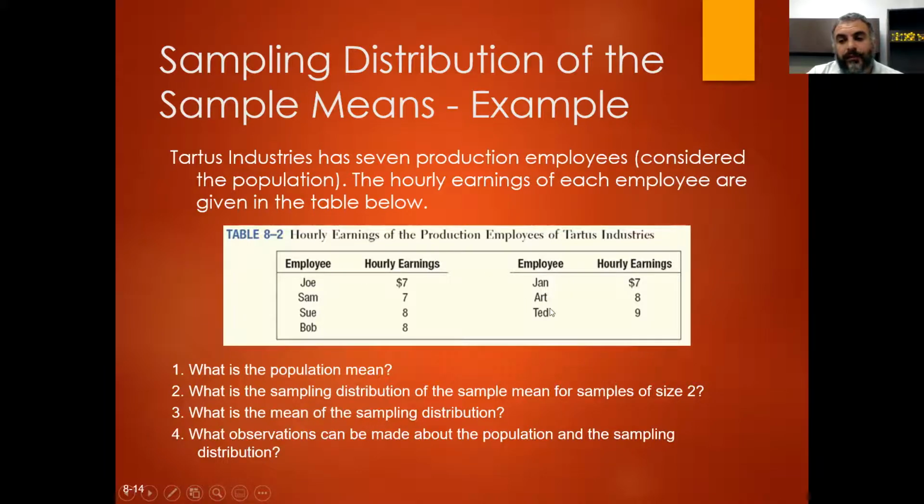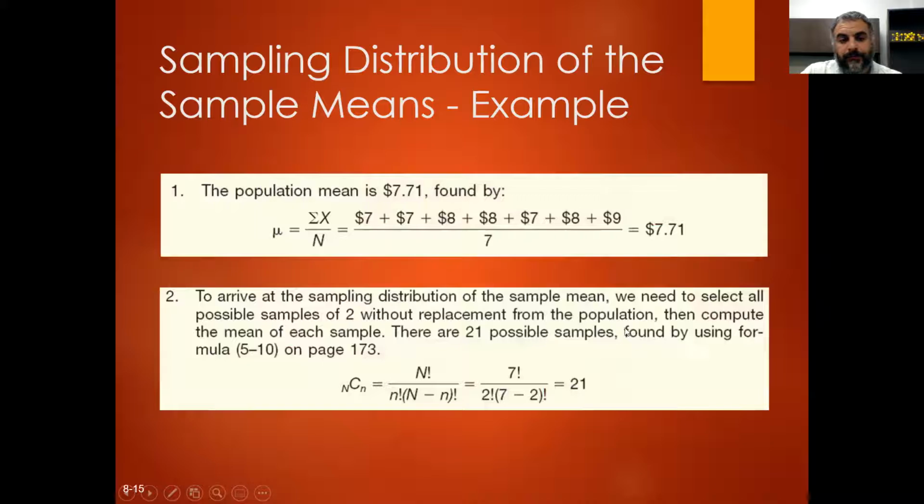So we should have combination, not permutation. Since we are selecting just 2, we have 7 combination of 2, which is equal to 21, because the order doesn't matter. If the order mattered in this scenario, we would end up with 42 samples.